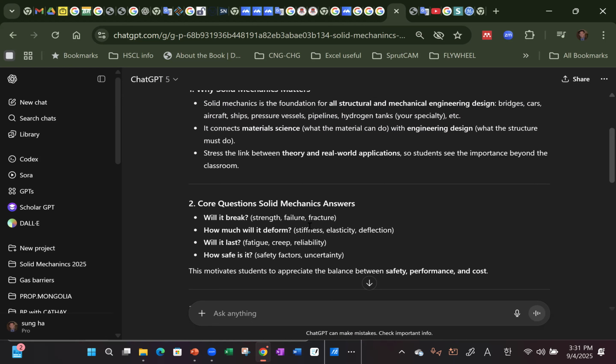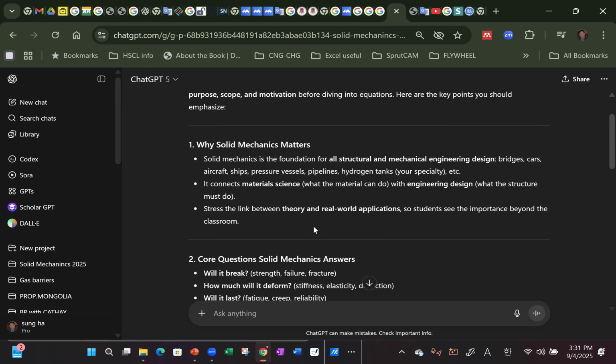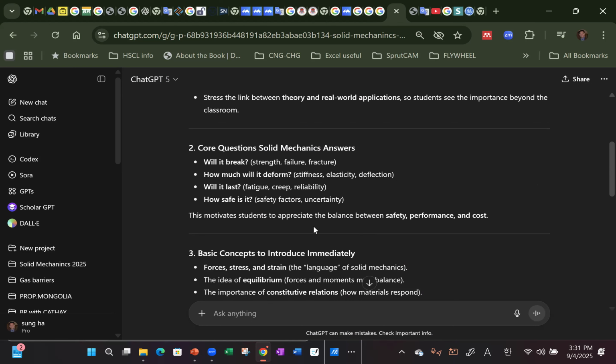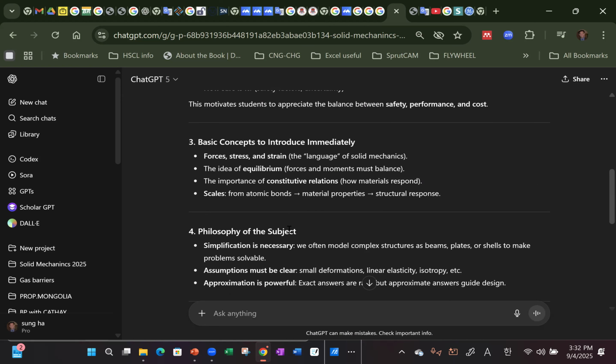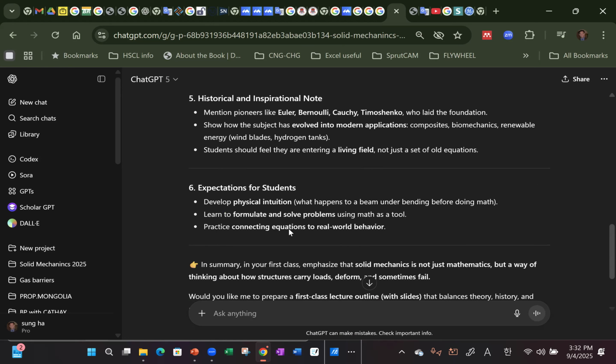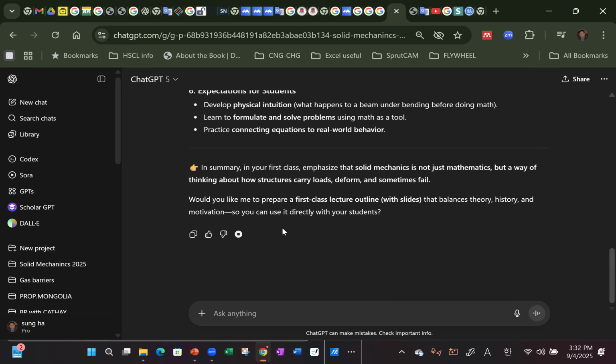3. Basic concepts to introduce immediately. Forces, stress, and strain, the language of solid mechanics. The idea of equilibrium, forces and moments must balance. The importance of constitutive relations, how materials respond. Scales from atomic bonds, material properties, to structural response. Okay, well, anyhow, very much the same as we covered today, right? So we are in good shape.